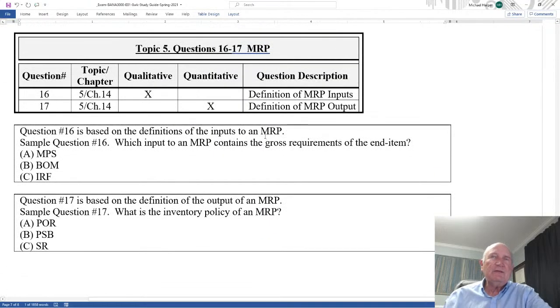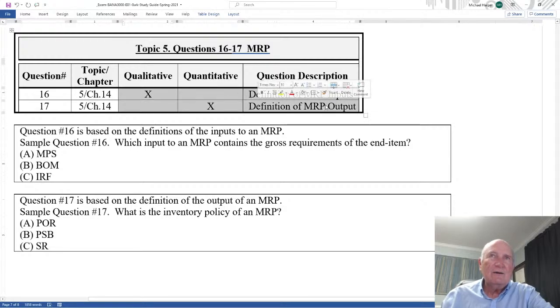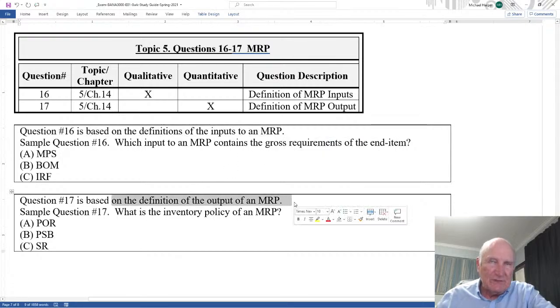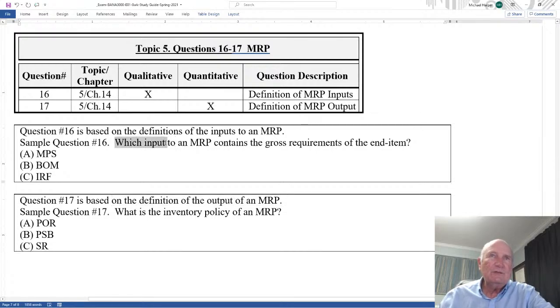Okay, topic number 5. There's 2 questions, one qualitative, one quantitative. Actually, both could be qualitative because they're both definitions, but I say it's quantitative because there's numbers involved. Question 16 is based on definition of the inputs to an MRP, and 17 is the outputs of an MRP. Which input to an MRP contains the gross requirements of the end item? Well, it's going to be the master production schedule.